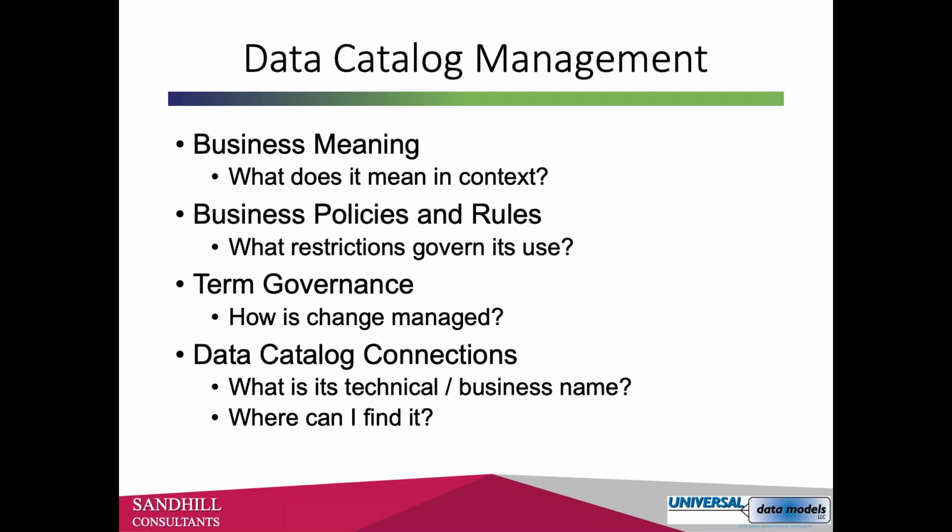Term governance. If you have a business glossary or a data catalog for that matter, where you don't govern the change, then it's going to be difficult to sell this to non-business users or to other users inside the organization because they can't trust it. So you have to have some mechanism by which you control change. And then the data catalog connections are, what is its technical name? What is its business name? What system is it in? Where can I find this thing? That has to do with the lineage between the two.